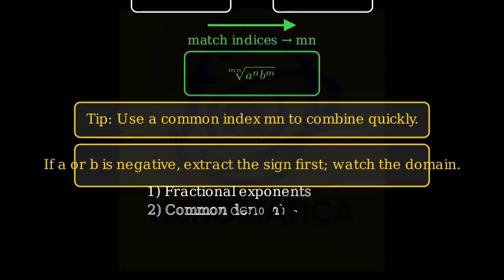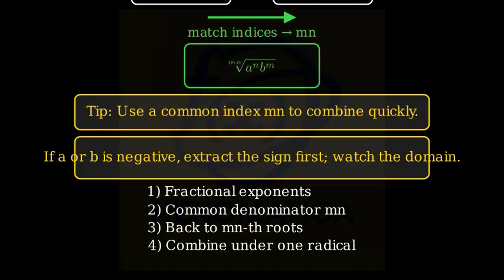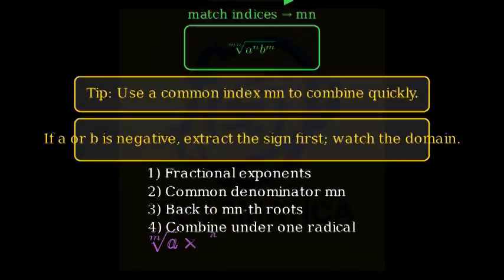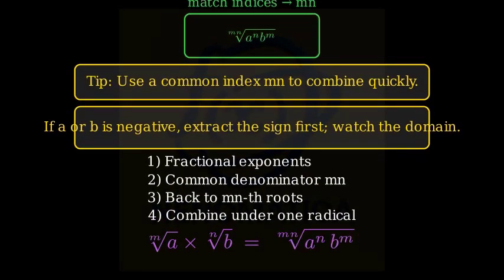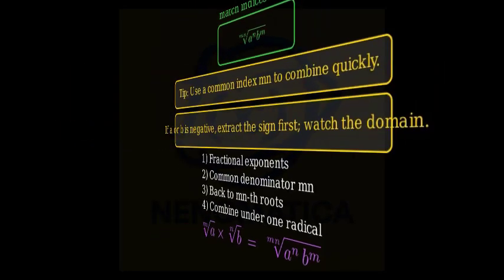Summary. Step 1. Rewrite as fractional exponents. Step 2. Use a common denominator mn. Step 3. Translate back to mnth roots. Step 4. Combine under one radical. The final rule is the mth root of a times the nth root of b equals the mnth root of a to the n times b to the m.